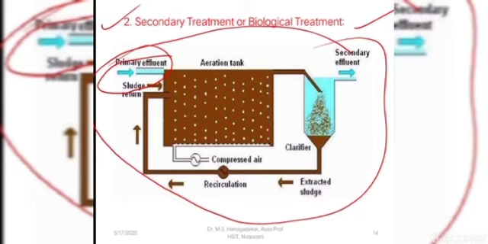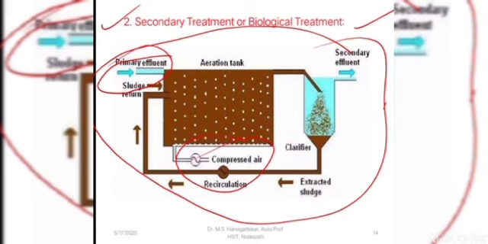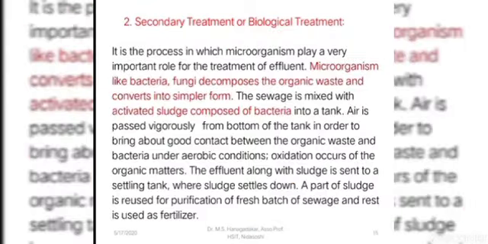Then water was continuously supplied with air by the use of air compressors. As a result, any dissolved organic impurities that are present are precipitated or suspended. Then that water is passed into the secondary clarifier. So this is what the continuous process is.